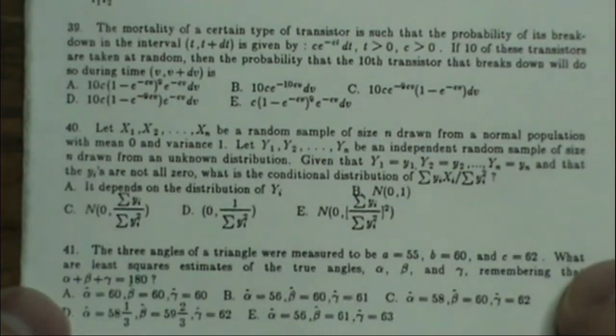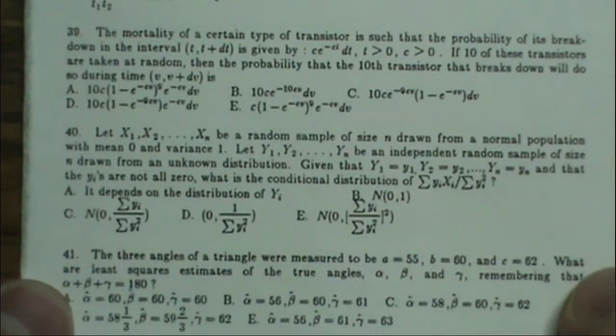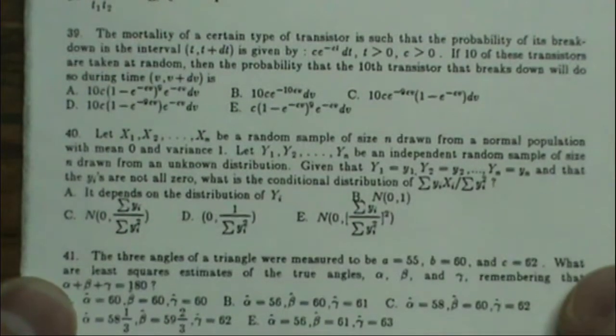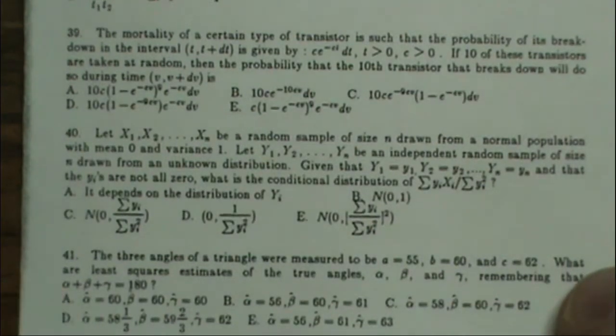Number 40, let x1 through xn be a random sample of size n drawn from a normal population with mean 0 and variance 1. Let y1 through yn be an independent random sample of size n drawn from an unknown distribution. Given that y1 equals little y1, y2 equals little y2, through yn equals little yn, and that the y's are not all 0, what is the conditional distribution of the sum of yx divided by the sum of y squared?